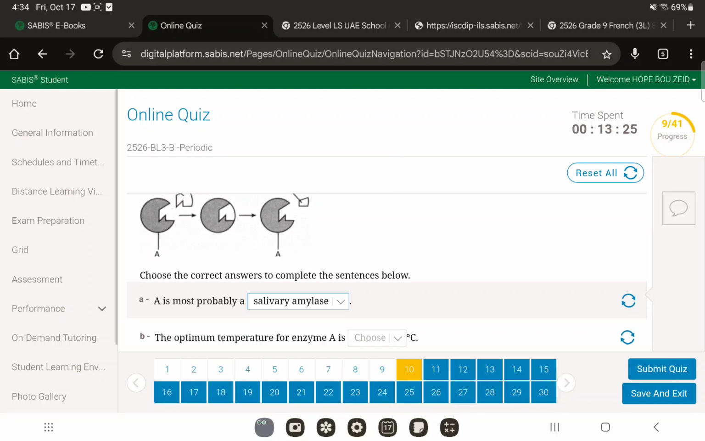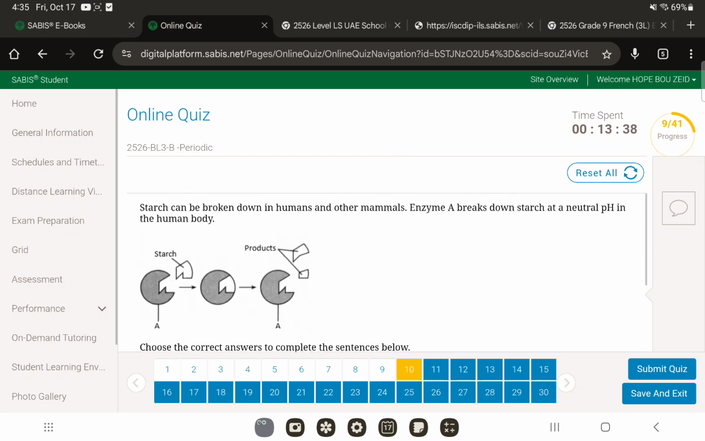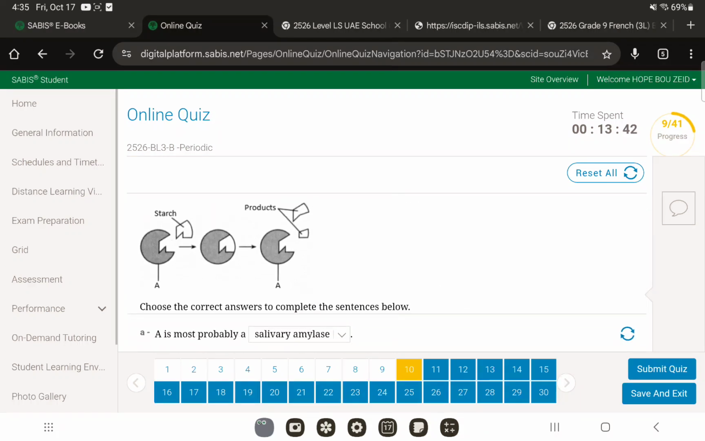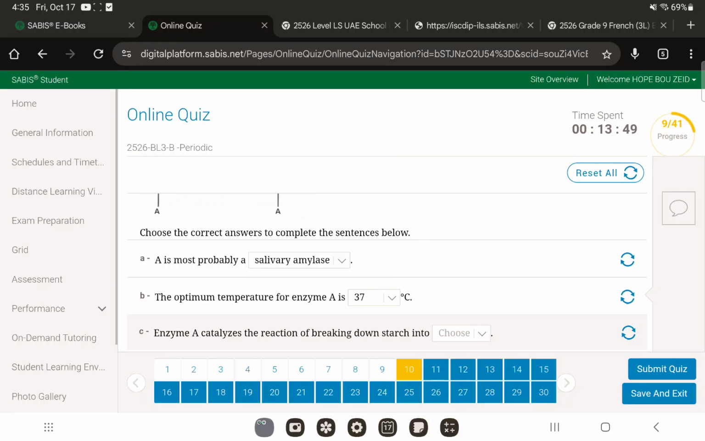Salivary amylase has an optimum pH of pH 7, or a neutral pH. And this is just generally something you need to memorize. Salivary amylase works best at a pH of 7 and a temperature of 37 degrees Celsius.